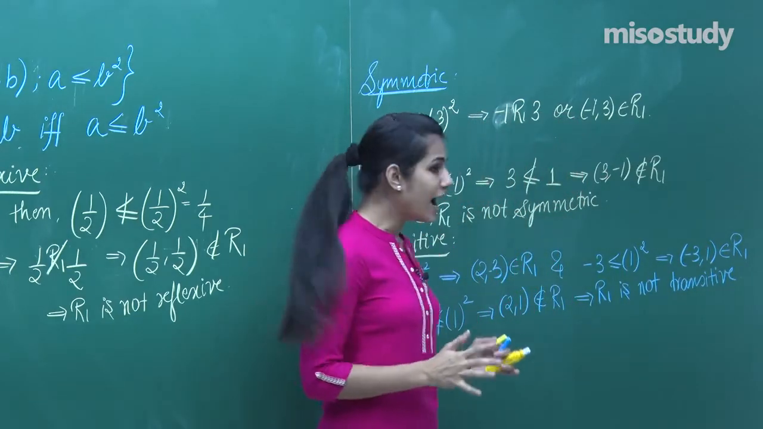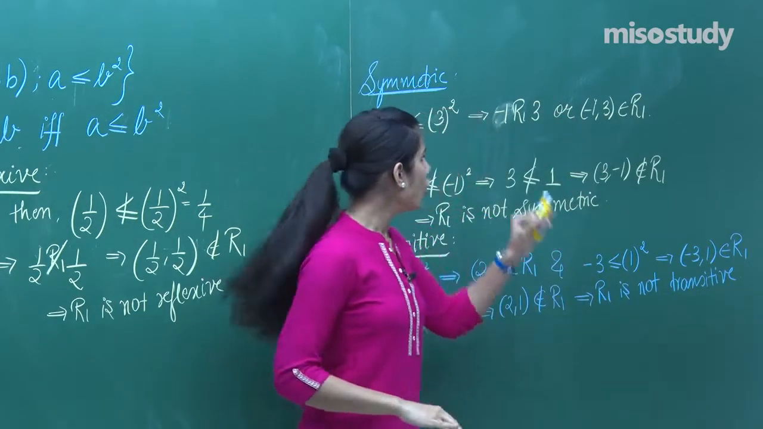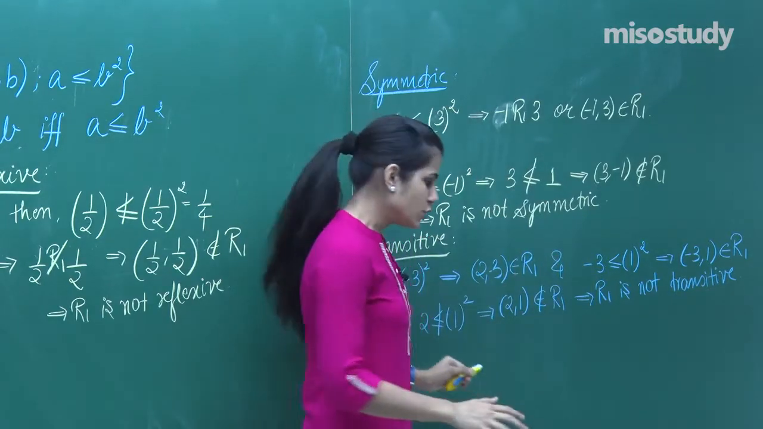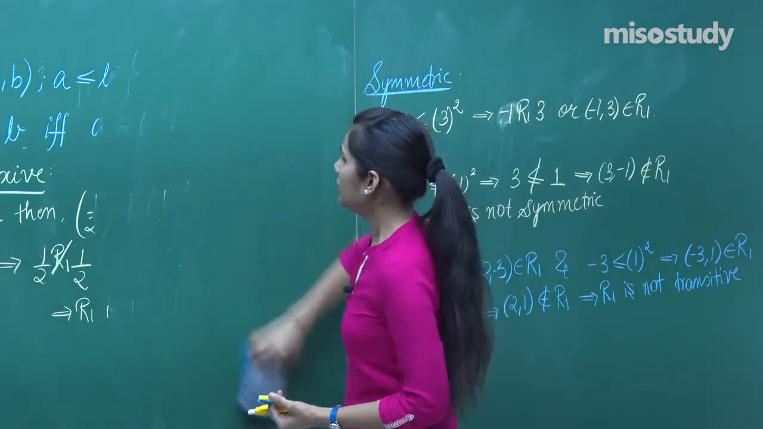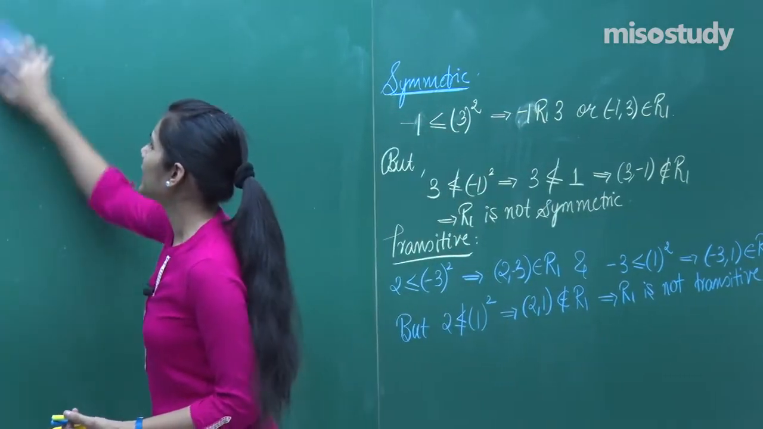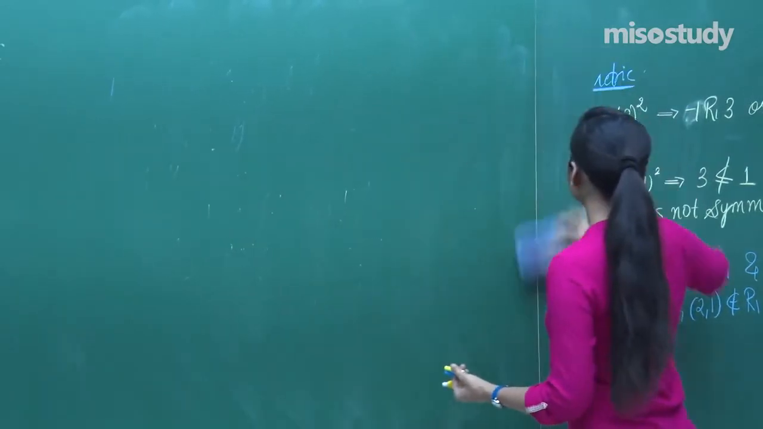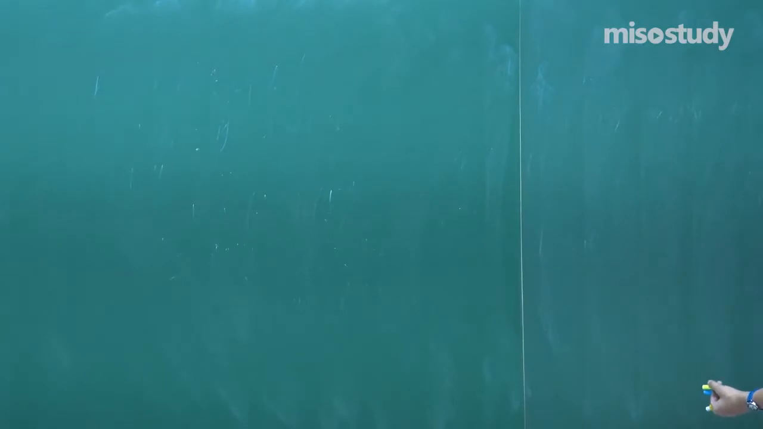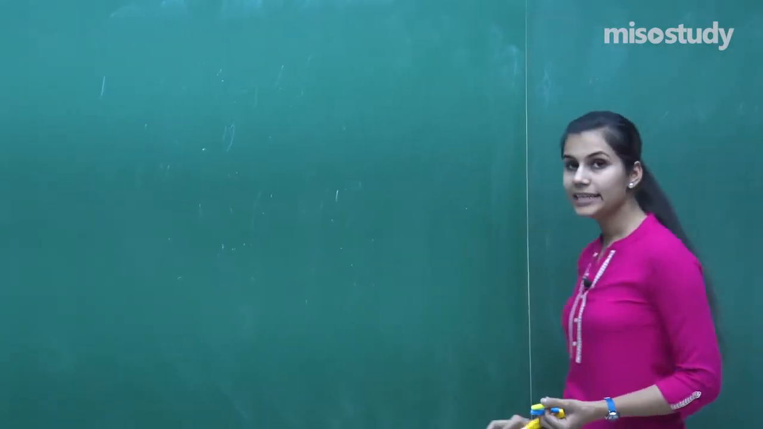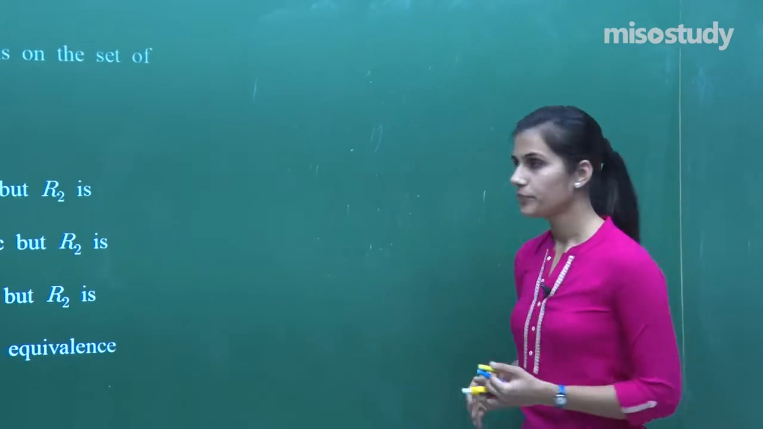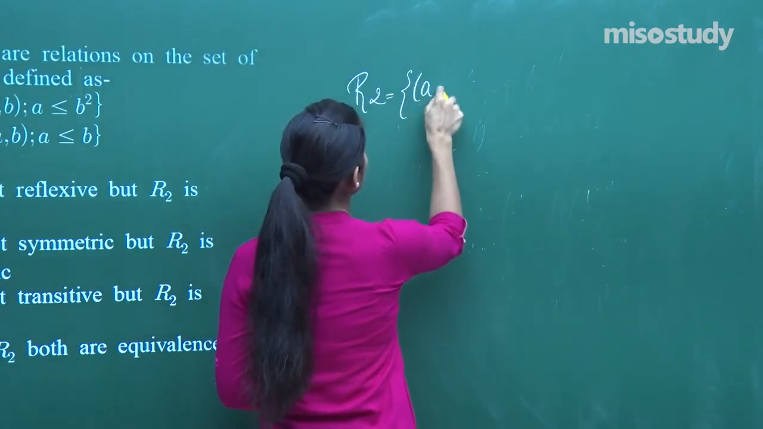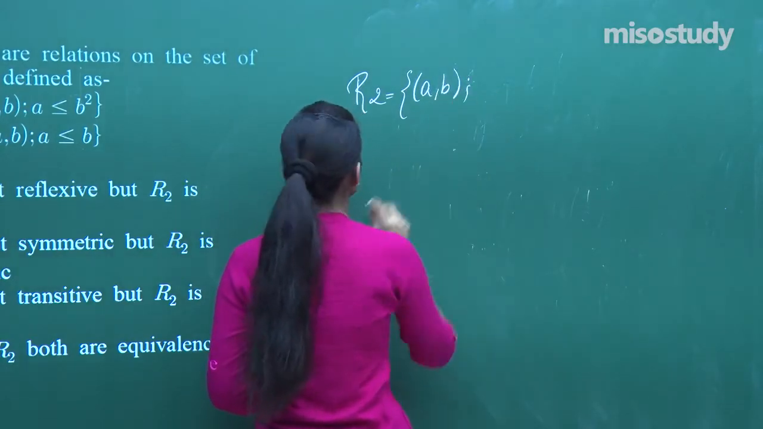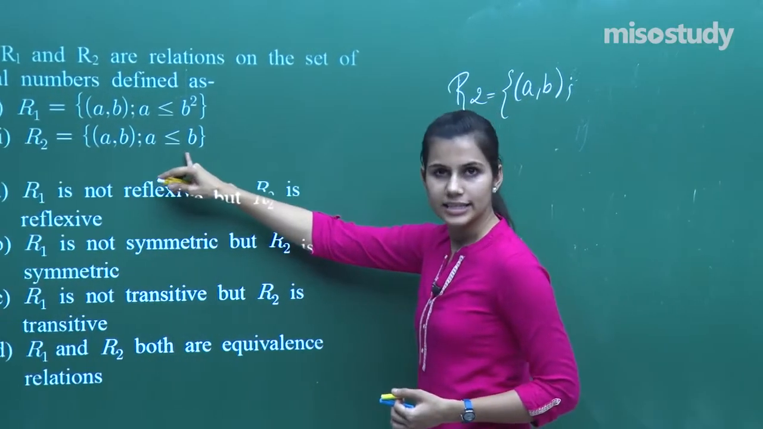Understood? Therefore, R1 is neither reflexive nor symmetric nor transitive. So forget about it being an equivalence relation. Fine? Once we are through with the behavior of the relation R1, whatever properties it is possessing, let's move on to check R2, because the options are combined about the nature of R1 and R2. What is R2? All those ordered pairs (a, b) such that a is less than equal to b.